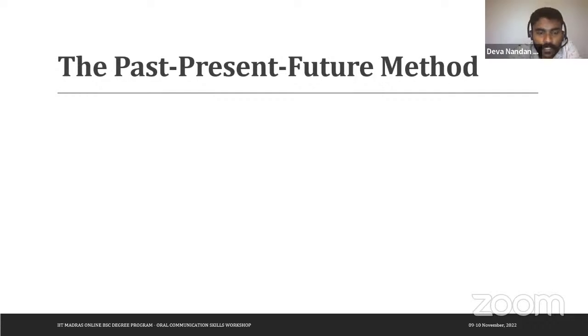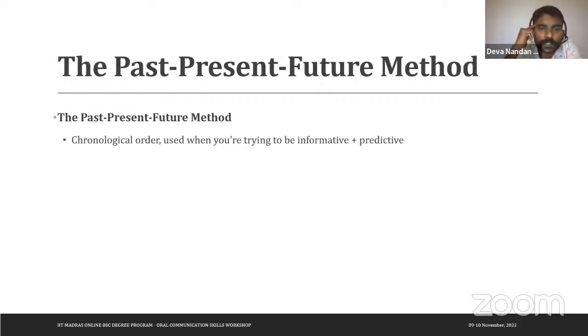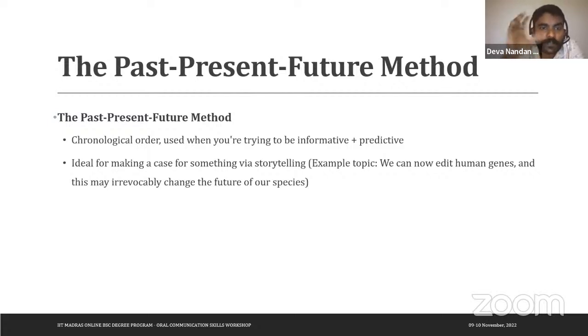It helps the presenter to have a linear chronology when presenting. As I said again, there's a chronological order, and you mainly use it when you're trying to be both informative as well as predictive, because you're setting the context first, and then you're trying to be predictive. You are trying to say what will happen in the future, or what we can do to affect what will happen in the future. That's the past, present, future method. It's a very storytelling method, and it's ideal for making a case for something via storytelling.